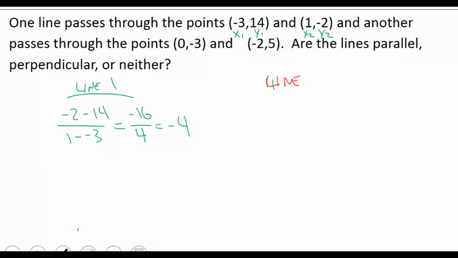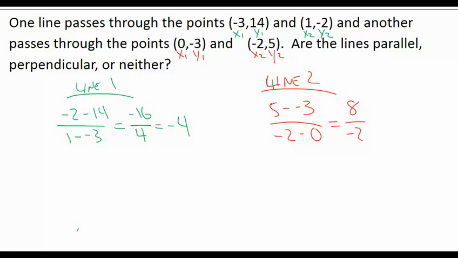So line 2, I'm going to label x1, y1, x2, y2, label my points. So it'll be 5 minus negative 3 over negative 2 minus 0. So I'm going to do this math. 5 minus negative 3 is 8. Negative 2 minus 0 is negative 2. And 8 divided by negative 2 is negative 4.